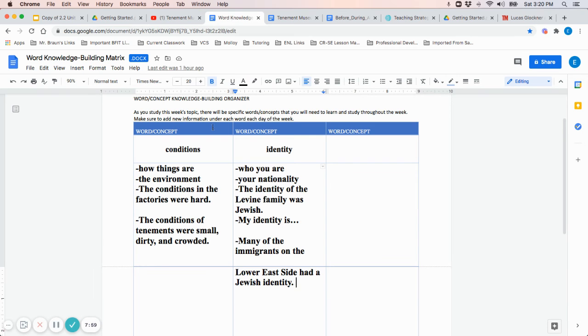Students can then add information to their chart about conditions and identity. Students can add sentences such as, the conditions of tenements were small, dirty, and crowded. For identity, many of the immigrants on the Lower East Side had a Jewish identity.